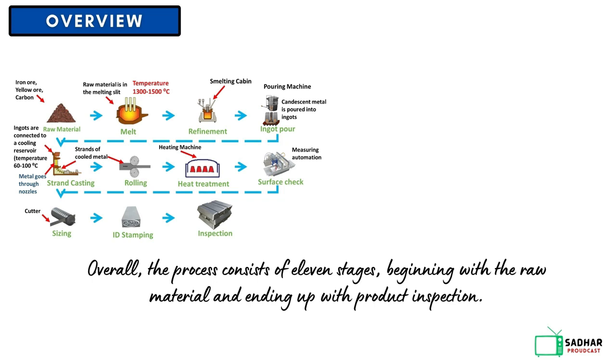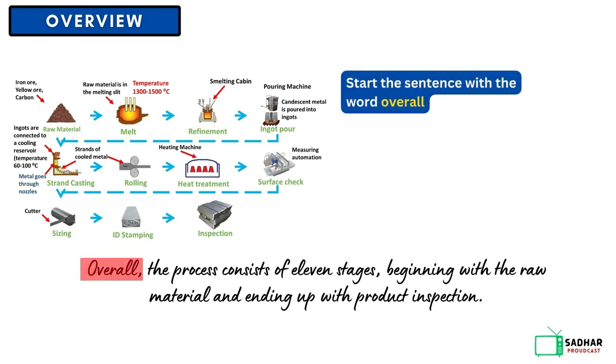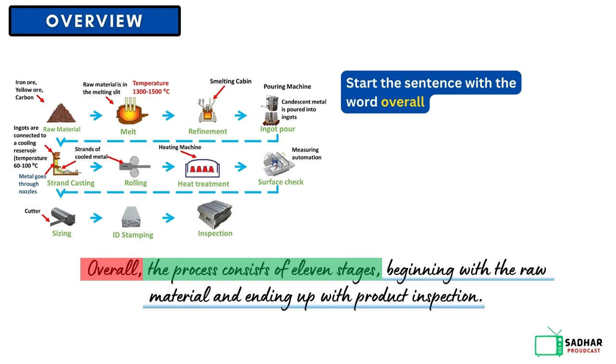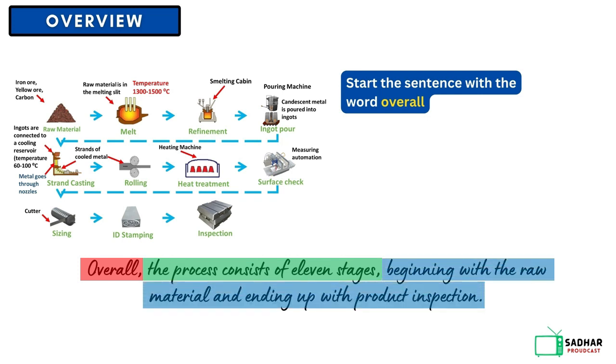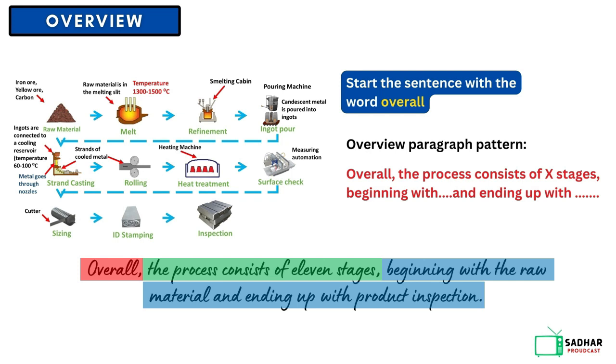Overall, the process consists of 11 stages, beginning with the raw material and ending up with the product inspection. So start the sentence with the word overall. And then here we have the process consists of 11 stages, beginning with the raw material and ending up with the product inspection.